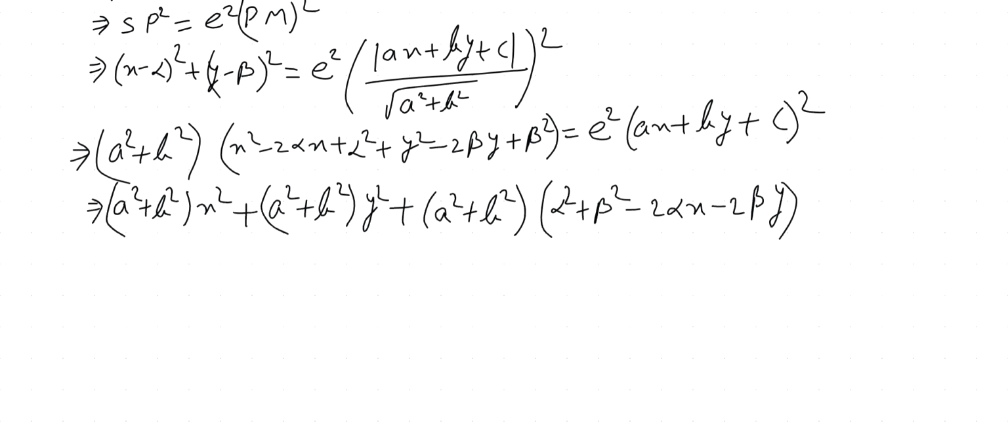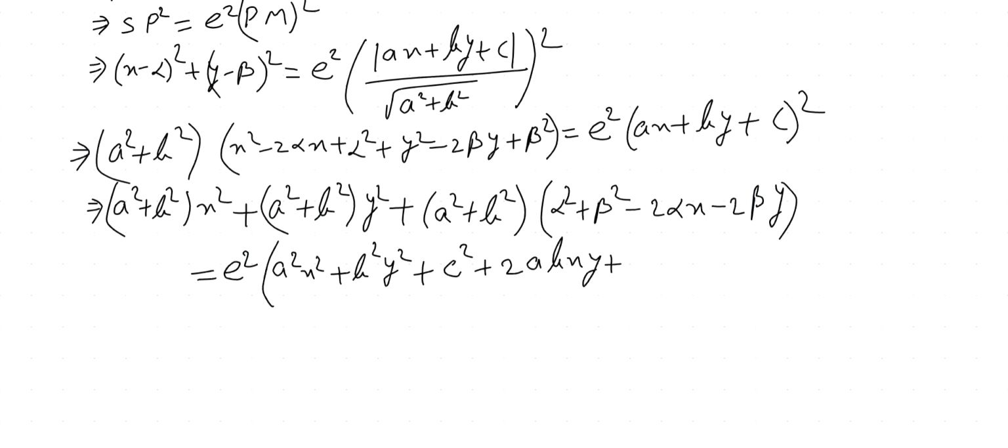What will be the right hand side? The right hand side is going to be e square times a square x square plus b square y square plus c square plus 2abxy plus 2acx plus 2bcy. So it's over. So these are the many terms in the right hand side.